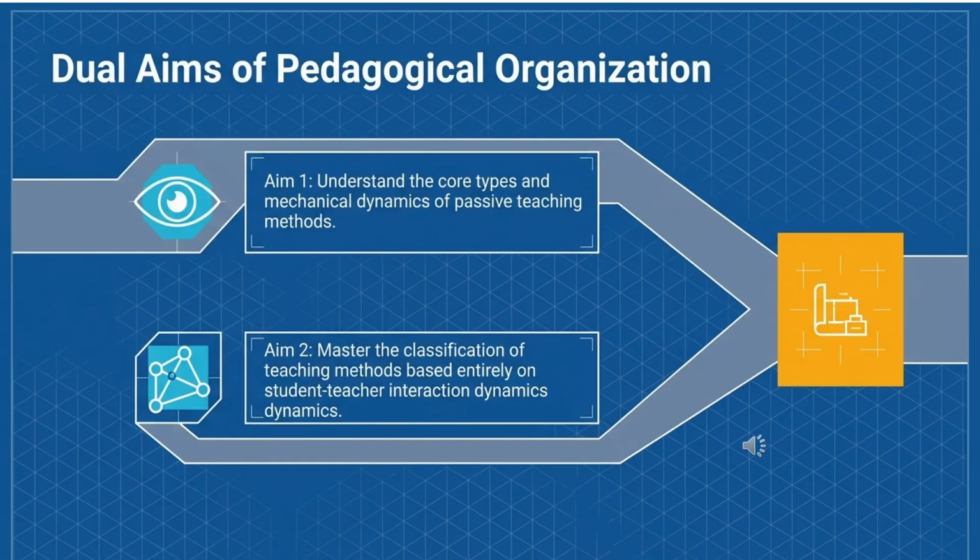At the outset, the slide presents two aims of pedagogical organization. First, it is necessary to understand the core types and internal mechanics of passive teaching methods. Second, it is equally important to master the classification of methods in relation to student-teacher interaction. This is a meaningful starting point. Before one can choose effective methods, one must first understand how different methods function. Accordingly, pedagogical organization requires not only practice, but also conceptual clarity regarding the structure of educational interaction.